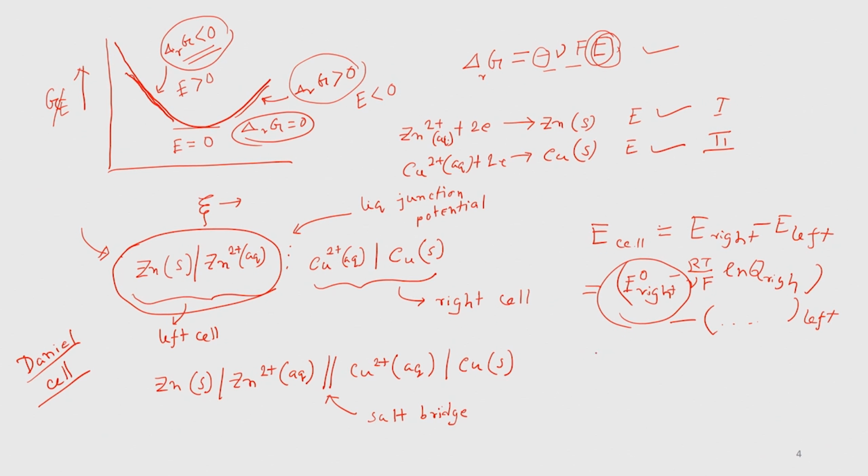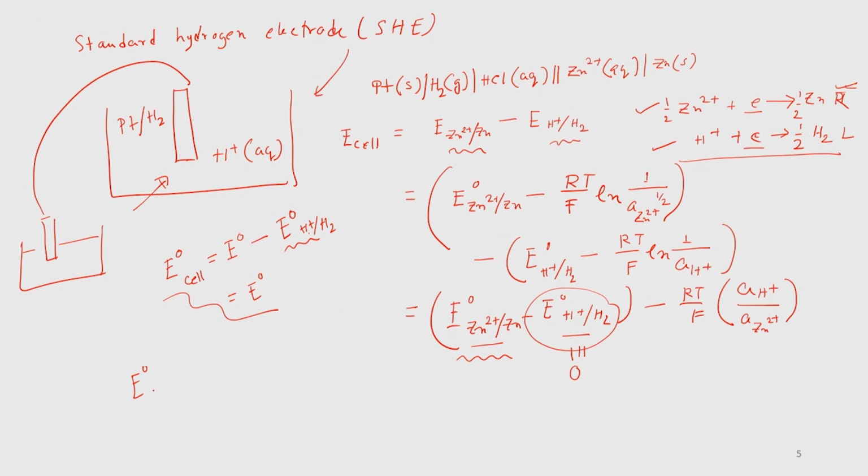So, now in order to do this thing which we just discussed in the earlier slide, that is, how will you measure the E right minus the left, where the right was copper and left was zinc, what we have to do is bring this zinc 2 plus zinc cell and measure the E0 with respect to the standard hydrogen electrode. Similarly, we bring the copper 2 plus copper, measure the E0 with respect to the standard hydrogen electrode, and then we can take the difference, which in this case will be E0 copper 2 plus copper minus E0 zinc 2 plus zinc.